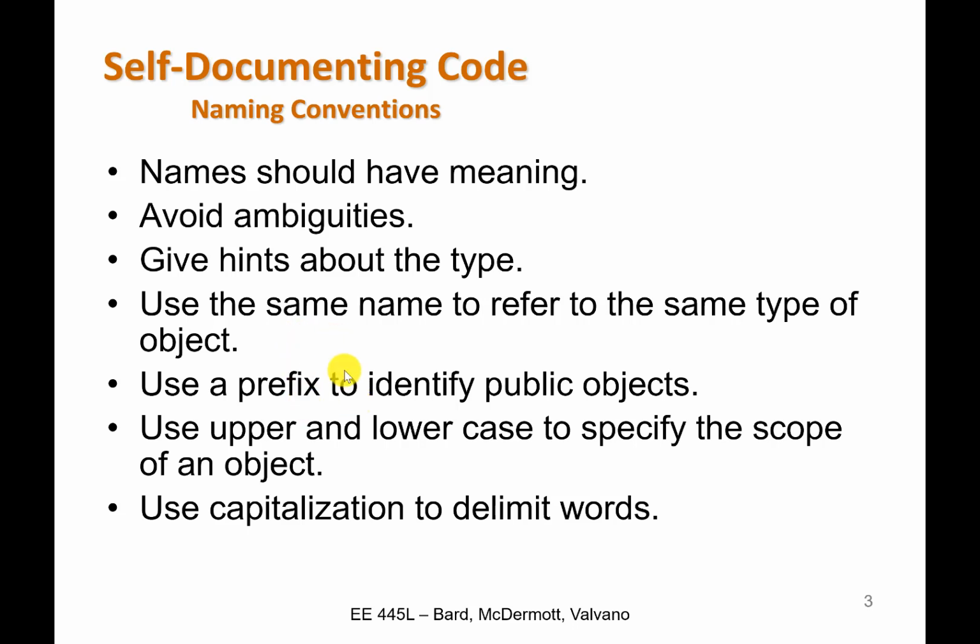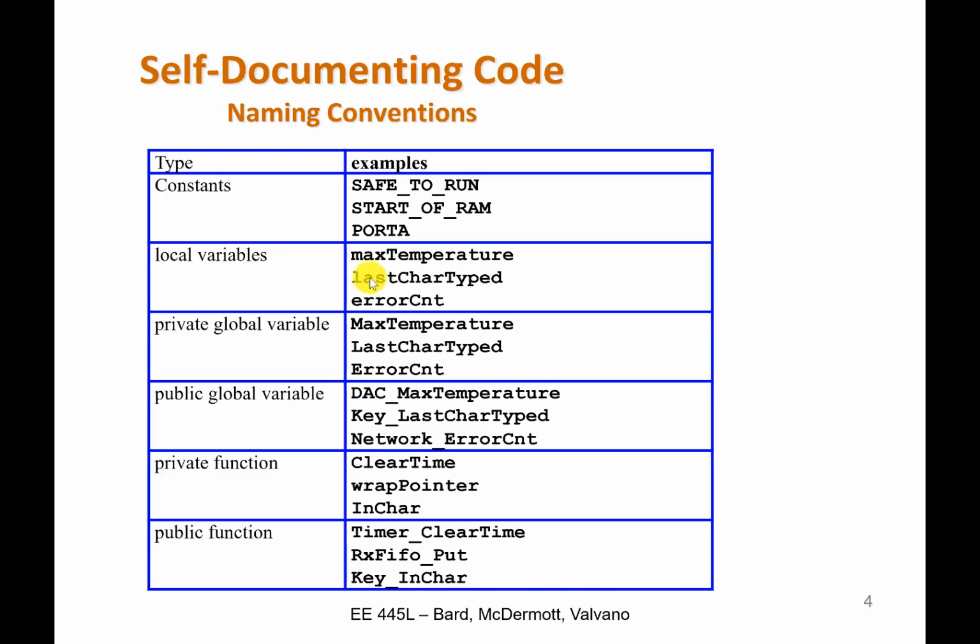Now, I'm going to use a combination of prefix, upper and lowercase, capitalization, and underlines in order to clarify what that is. For example, when I use a constant, I'm going to use all uppercase. And if I need to have multiple words, I'll use underline. These are pound defines. These are things that never change during execution. And then if I have a local variable, I'll use no underlines, and the first letter is going to be lowercase. Whereas for global variables, the first letter is uppercase.